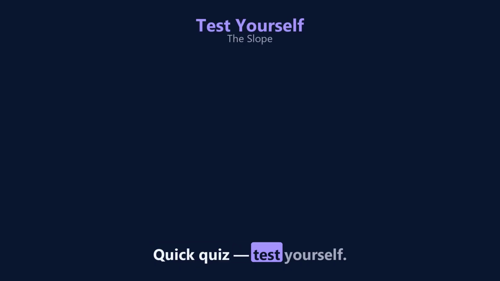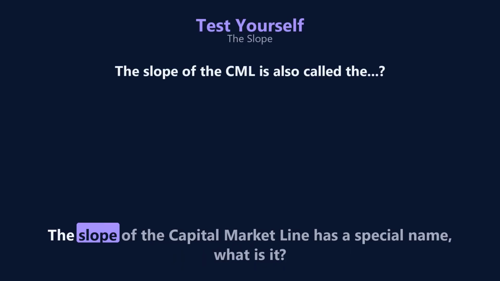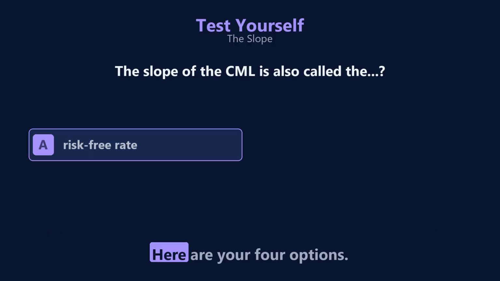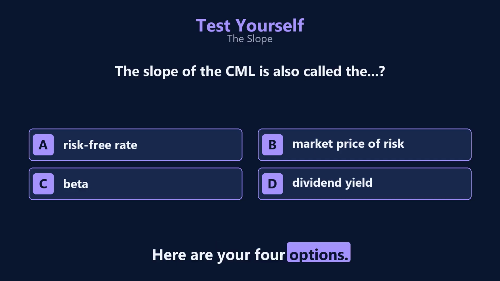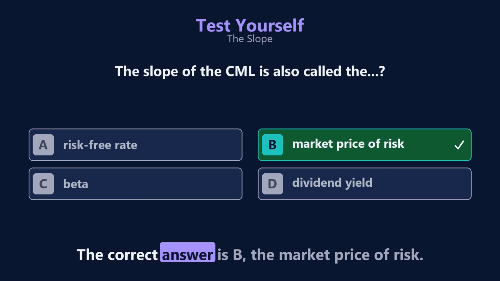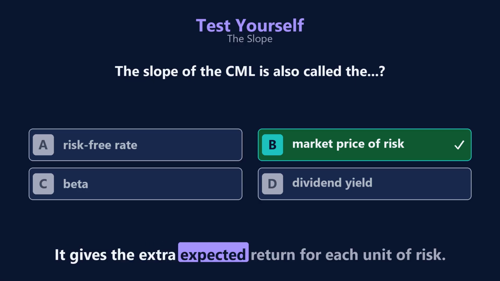Quick quiz, test yourself. The slope of the capital market line has a special name, what is it? Here are your 4 options. Pause the video and solve it now. The correct answer is B, the market price of risk. It gives the extra expected return for each unit of risk.